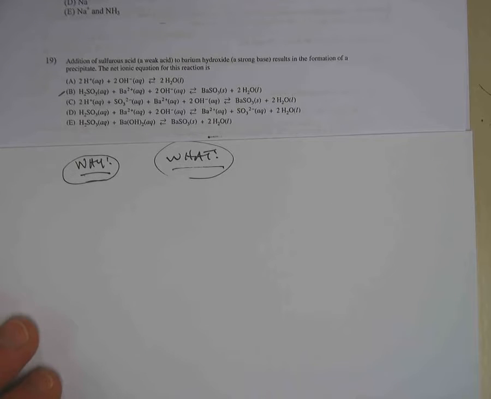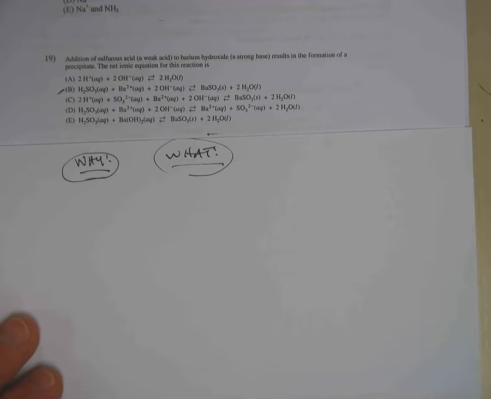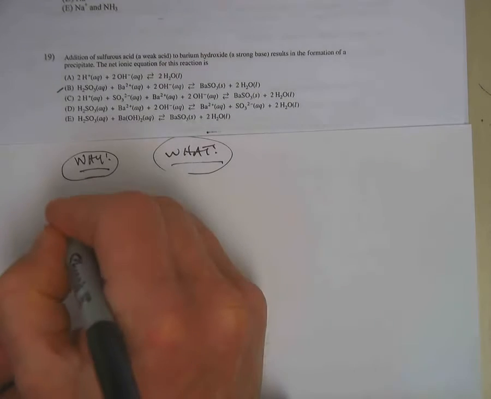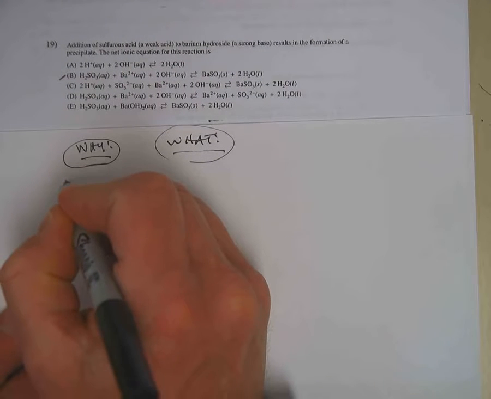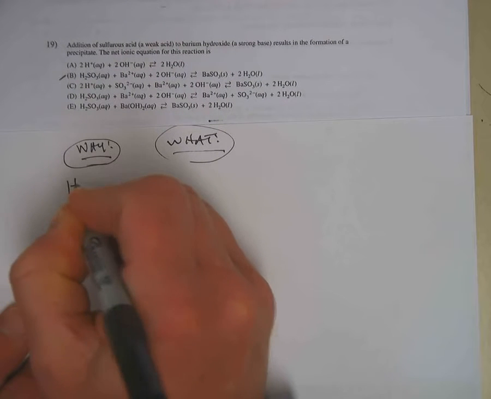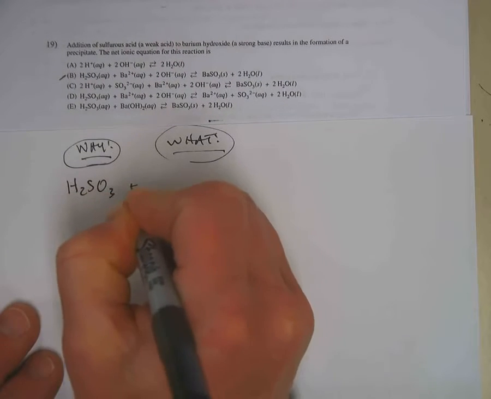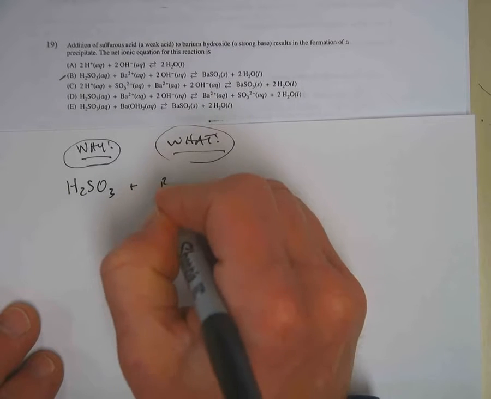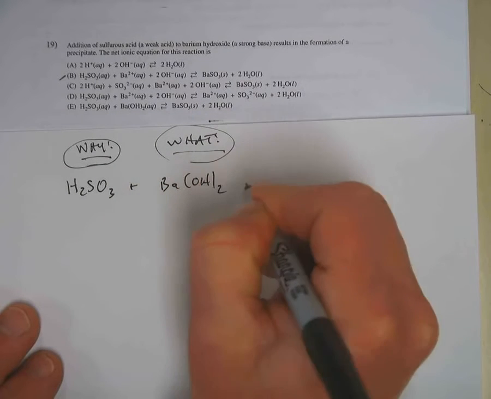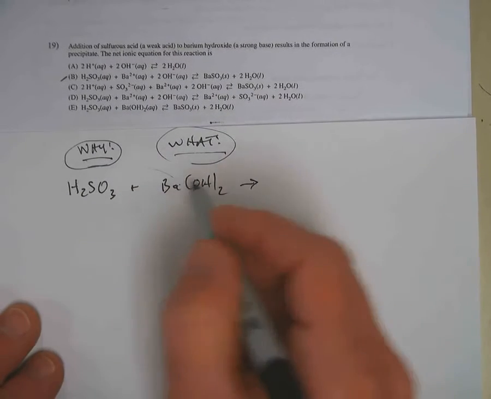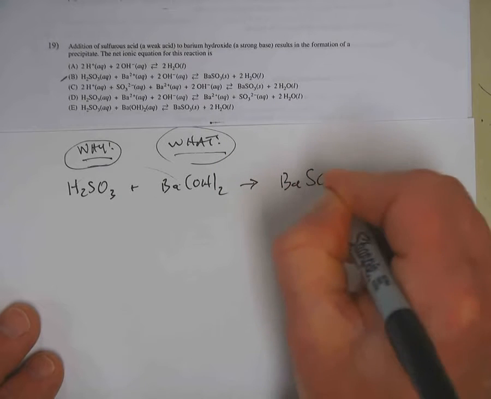The addition of sulfurous acid to barium hydroxide. Net ionic equation for the reaction is, so you need to be good at writing the reaction. Sulfurous acid, H2SO3, with barium hydroxide, Ba(OH)2, a strong base. Swap the partners, you get barium together with the SO3.